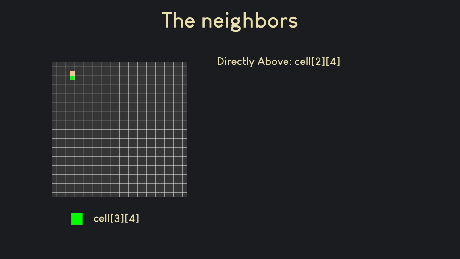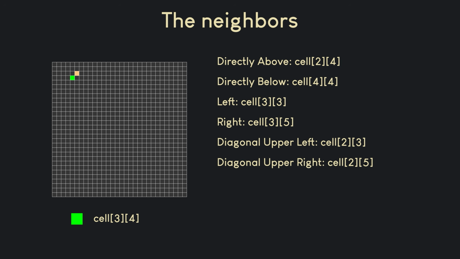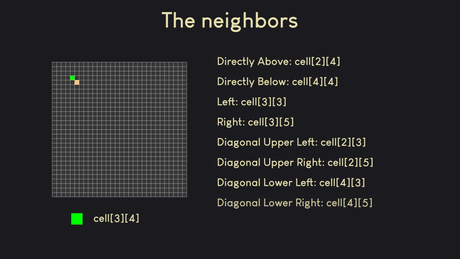Directly above, row 3, column 5. Directly below, row 5, column 5. To the left, row 4, column 4. To the right, row 4, column 6. Diagonal upper left, row 3, column 4. Diagonal upper right, row 3, column 6. Diagonal lower left, row 5, column 4. Diagonal lower right, row 5, column 6.